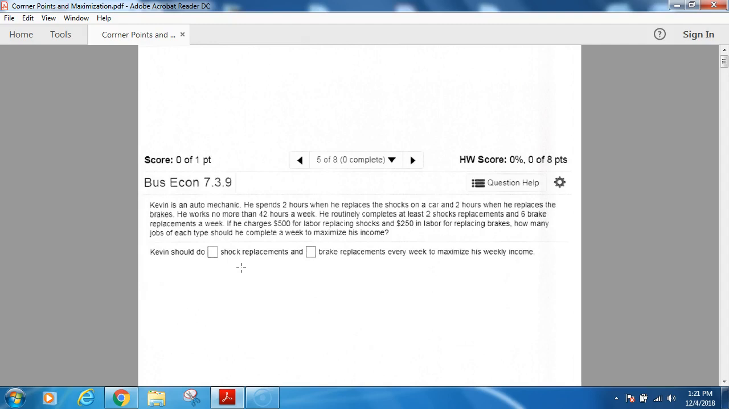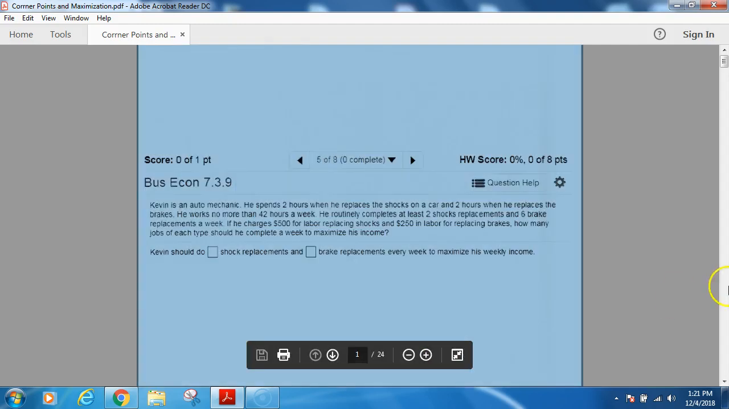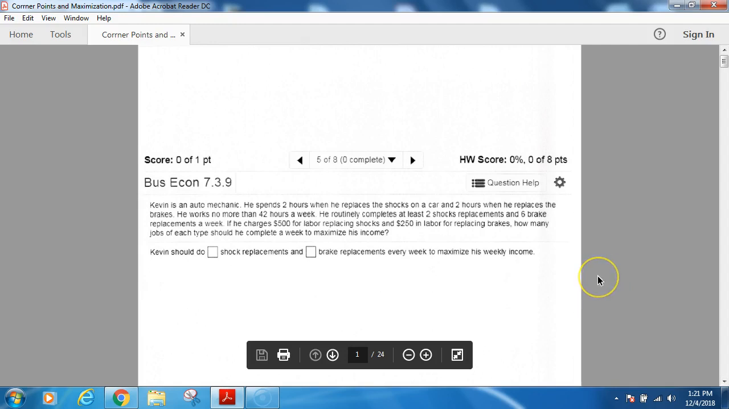Basically, these three problems throw everything together from Chapter 7, and they're a little bit difficult without an example. So I just wanted to go ahead and go through probably the most difficult problem, number 5 right here. Alright, so let's go ahead and first read it.